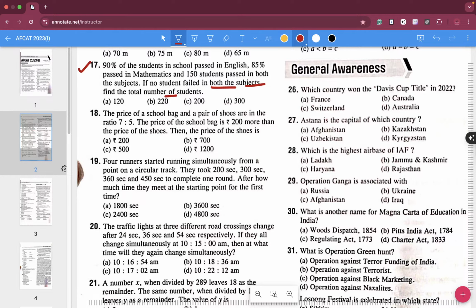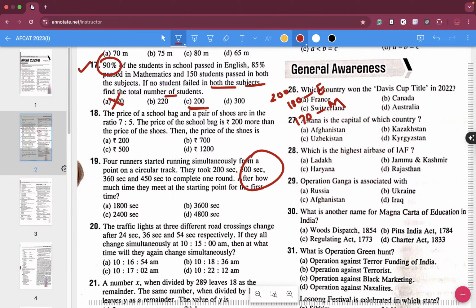Logically speaking, is 120 possible? No, 120 is definitely not possible. If I pick up 200 as the number, that's a shot in the dark. So out of 200, 90% means 180 students passed in English, and 85% is 170 students who passed in maths.